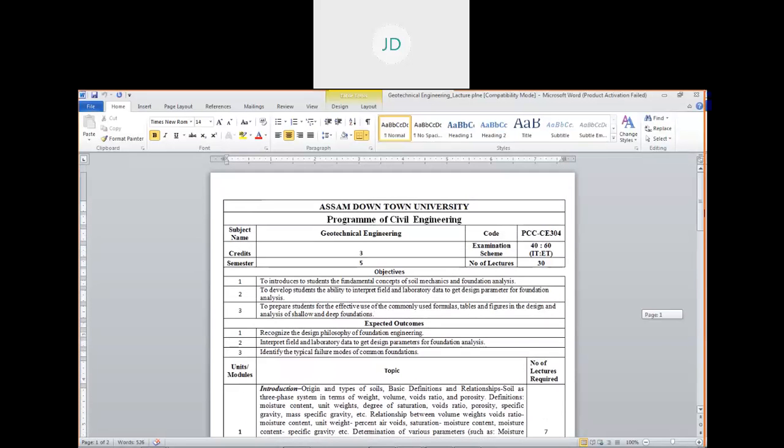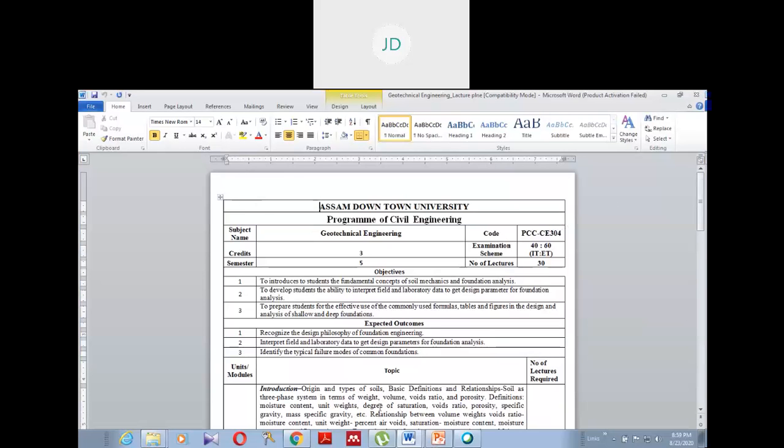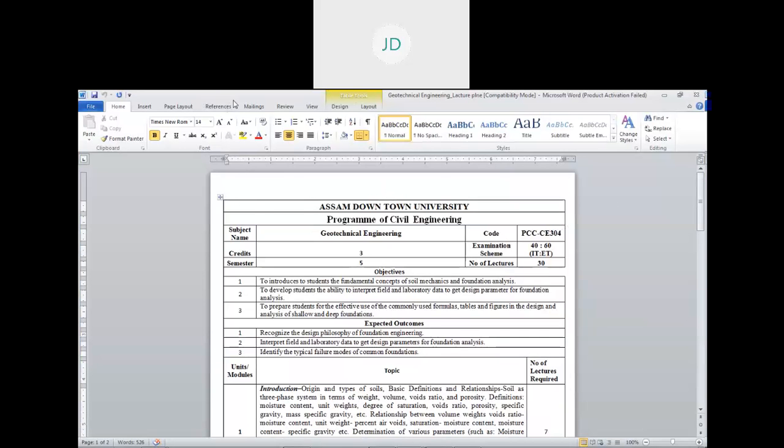Is it clear? Can I continue? Yes, sir. Okay. So I'll just stop my sharing. Before stopping the sharing, I want to share some information about this syllabus. So what is the name of the subject?